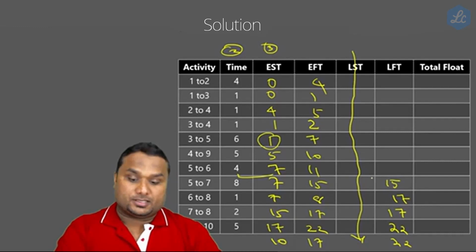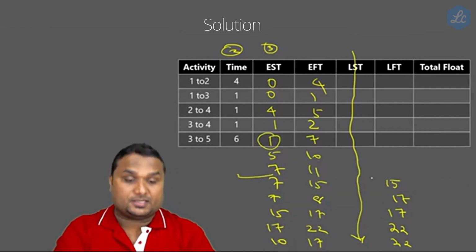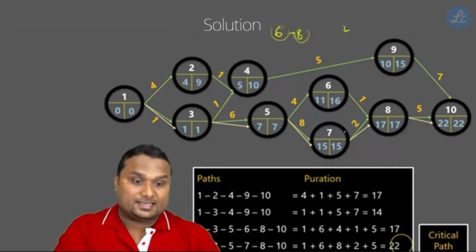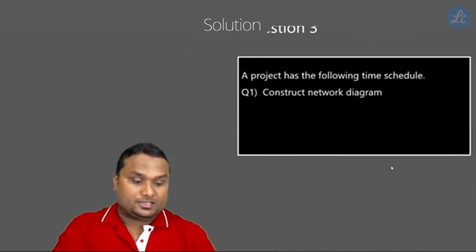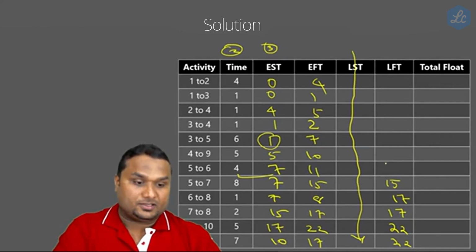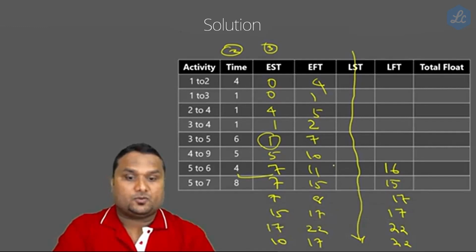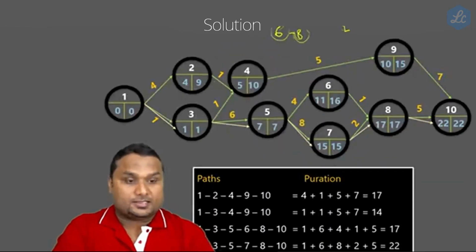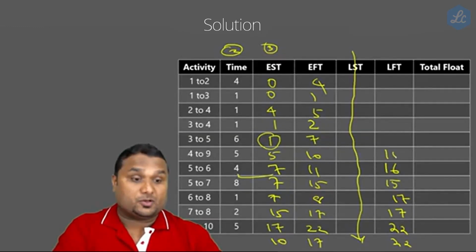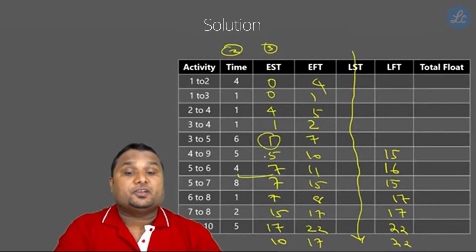And 5 to 6. Take the right side of 6. What is the right side of 6? Which is 16. Now 4 to 9. Take the right side of 9. What is the right side of 9? Right side of 9 is 15, because we are talking about the finishing time.